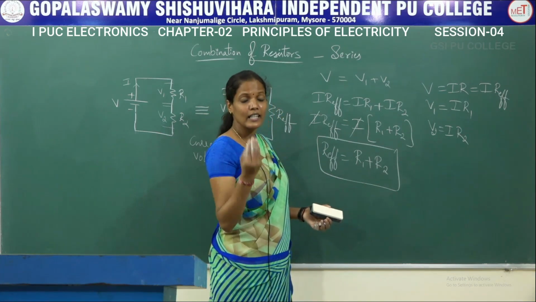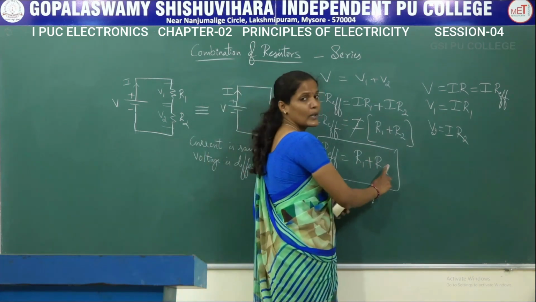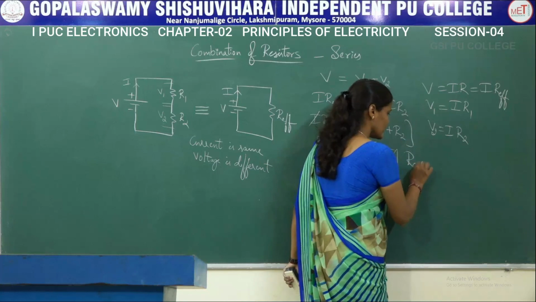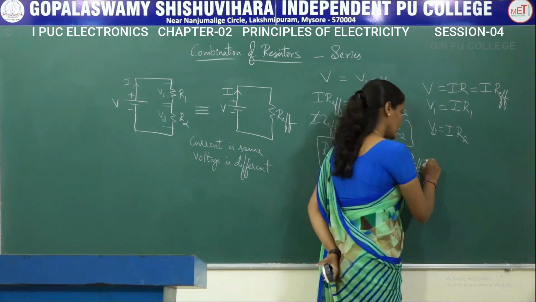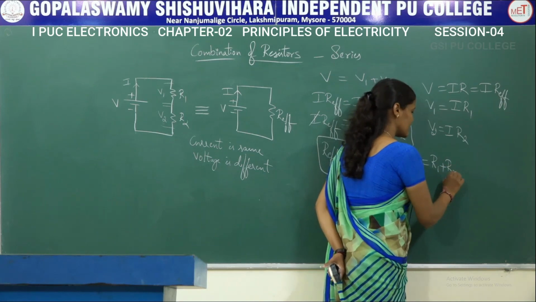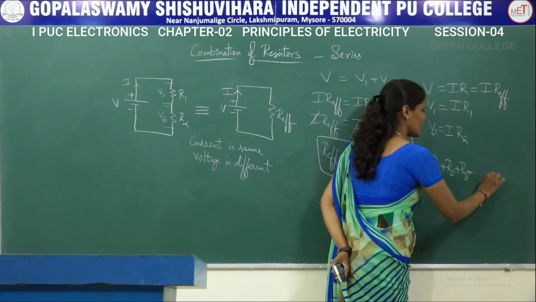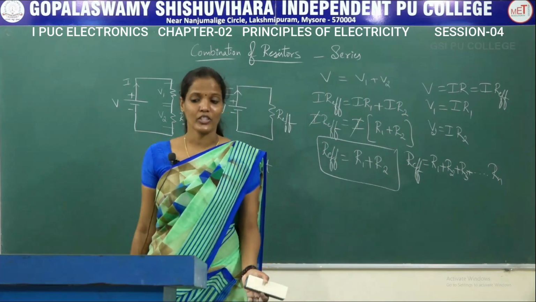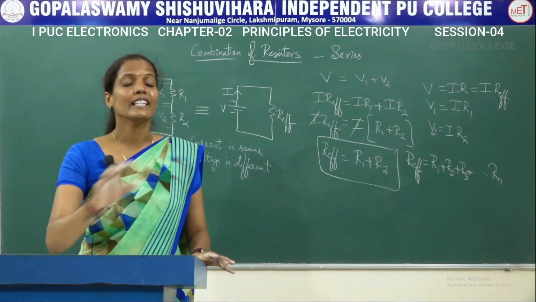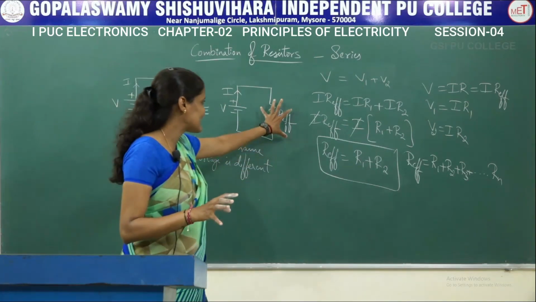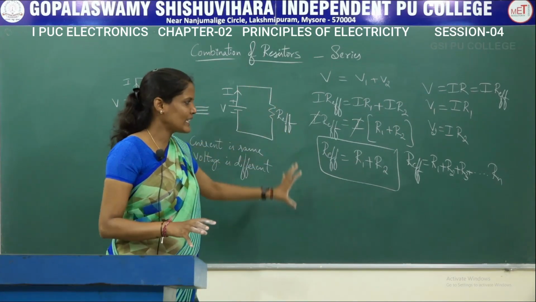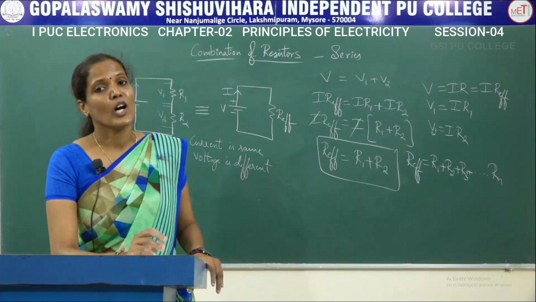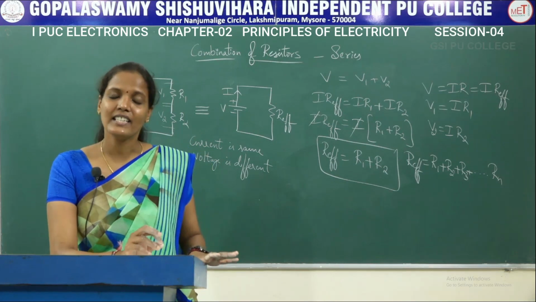For three resistors, taking the third resistor as R3, it becomes R1 plus R2 plus R3. Suppose there are n number of resistors connected in series, then R effective will be equal to R1 plus R2 plus R3 and so on up to Rn. n can be 10, 100, or any number. If the resistors are connected in series, then the total or effective resistance can be calculated by just adding all the resistors. So this is the combination of resistors when they are connected in series.